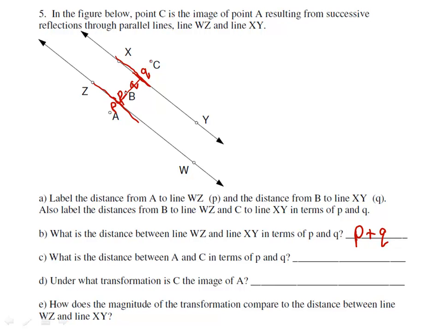What is the distance between A and C in terms of P and Q? Now they want us to describe that distance from A to C using P and Q. Well, you can see it's P plus P, that gets us from A to B, plus Q plus Q. Simplifying, combining like terms, that's 2P plus 2Q.